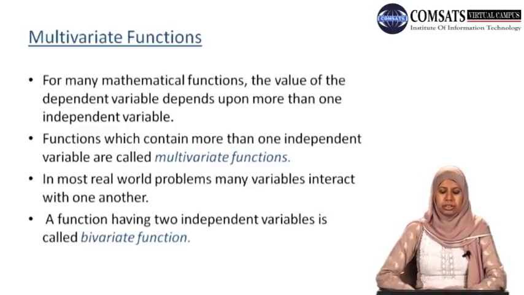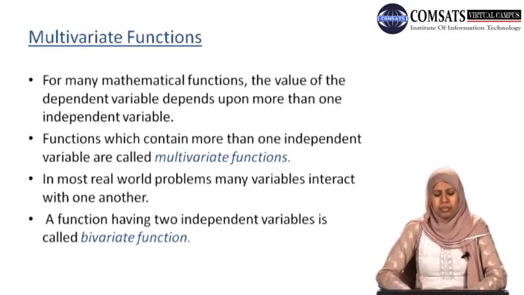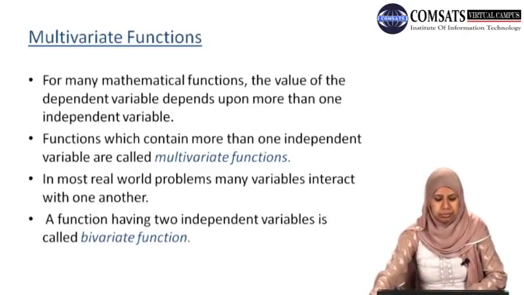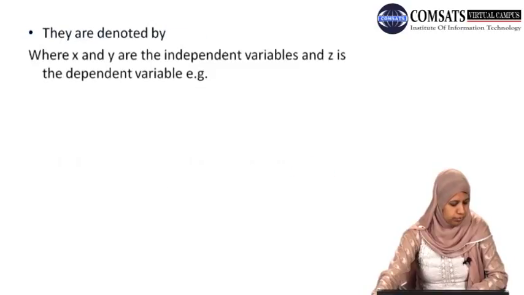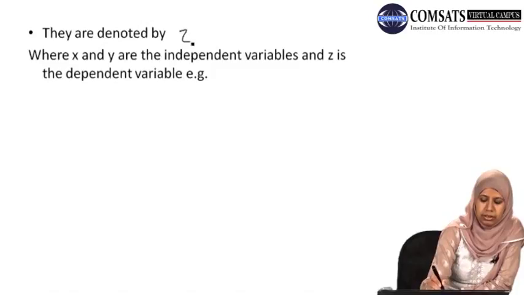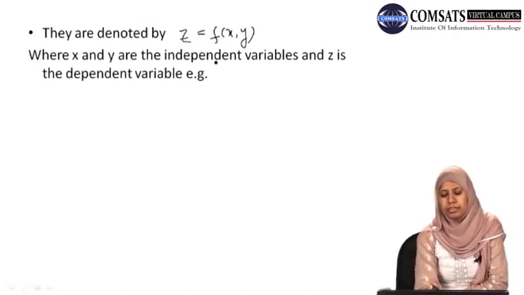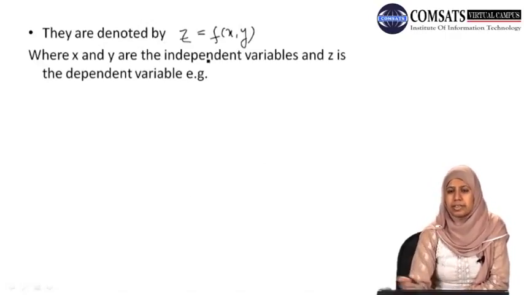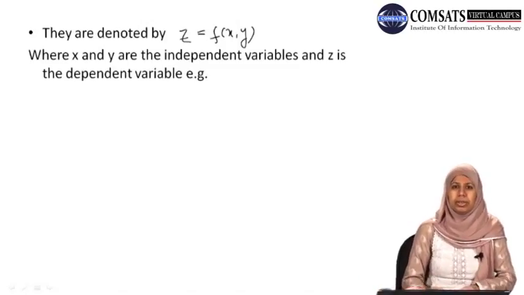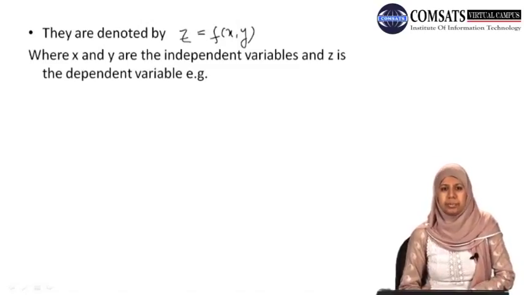For example, if a function depends on two inputs, or has two independent variables, then it is called a bivariate function. And these functions are denoted by z equals f of x, y, where f is the rule relating z, x and y. X and y are the two independent variables or the two independent sets of inputs, and z is the dependent variable or the set of outputs.